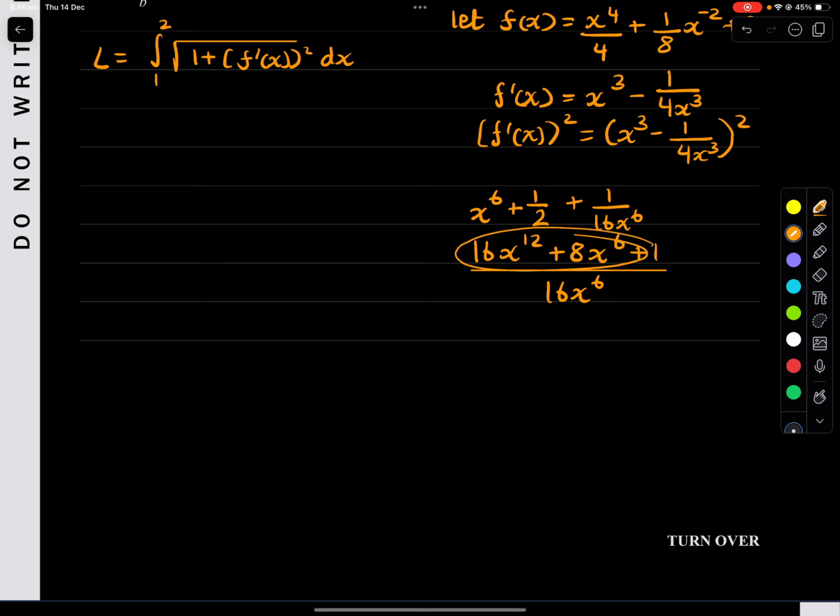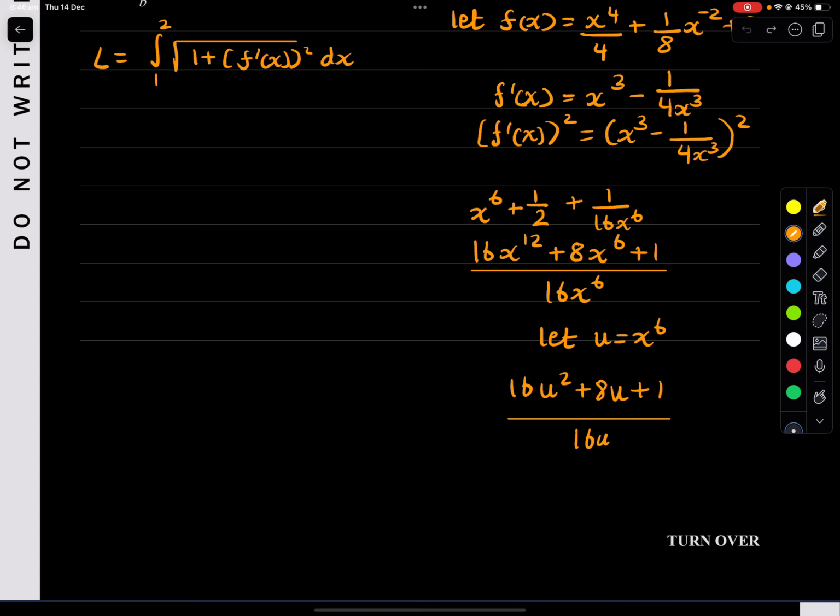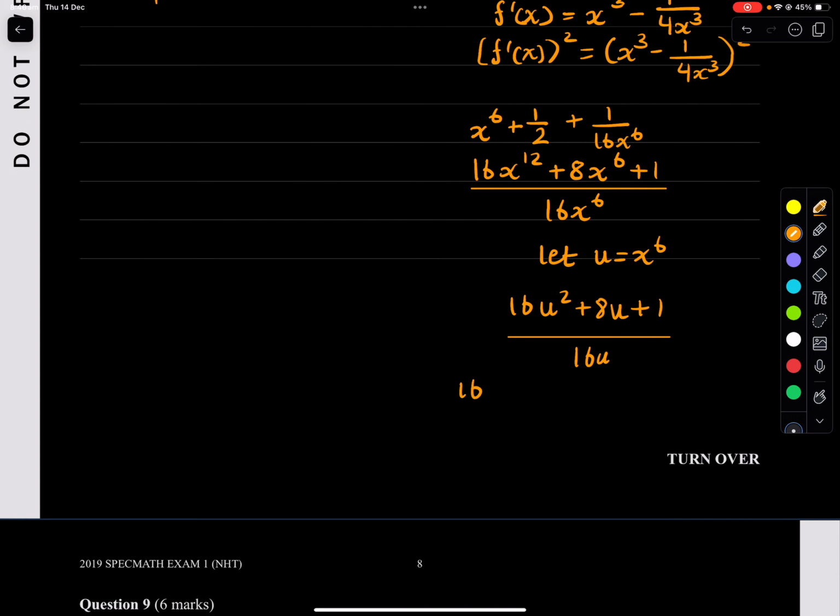This actually can be simplified because remember, if we let u be x to the power of 6, this is just 16u squared plus 8u plus 1, the top part, all divided by 16u. So we can actually simplify this because it's now a quadratic. We can say 16 is just 4 times 4, and because this is in terms of u, I'm doing cross multiply here. So this whole part on top can we just simplify to 4u plus 1 squared, where u is, remember, x to the power of 6, so let's sub that in.